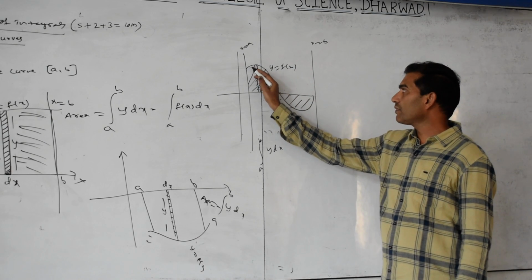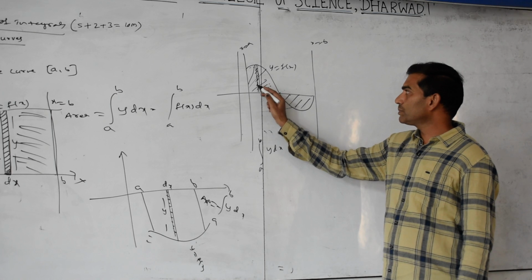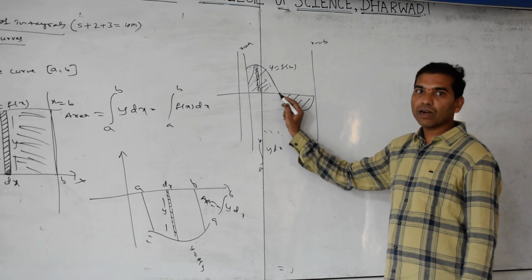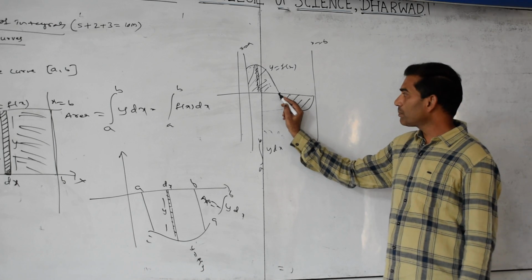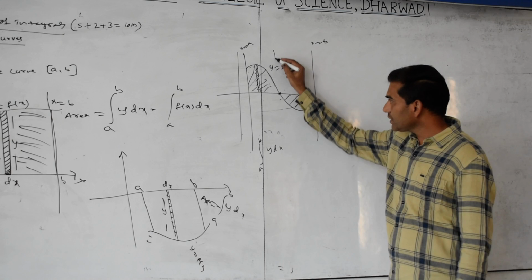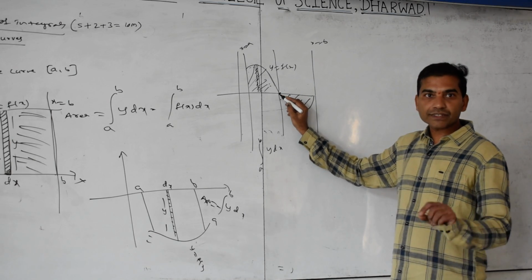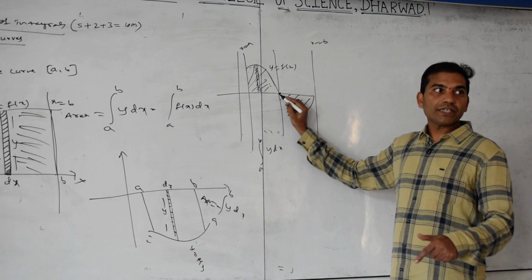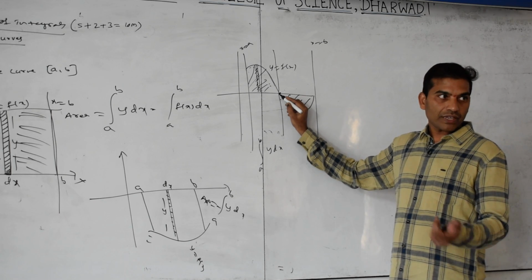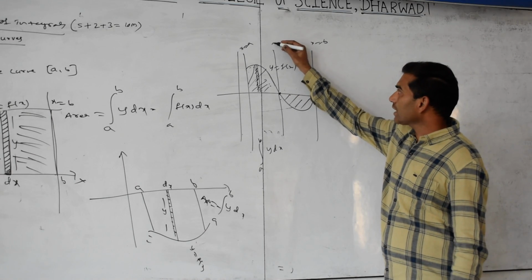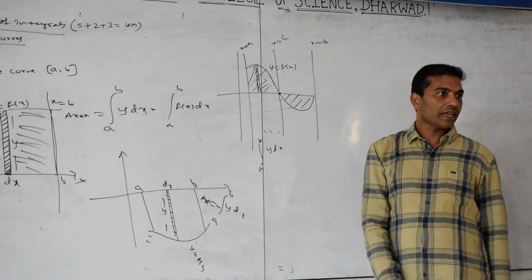Because for this graph, this small strip's area, maximum up to how much will we take? Up to this point only. So we should identify this point. How to get this point? This is on the x-axis. In the curve, put y equal to 0. You will get this point. After getting this point, I am taking x equal to c.